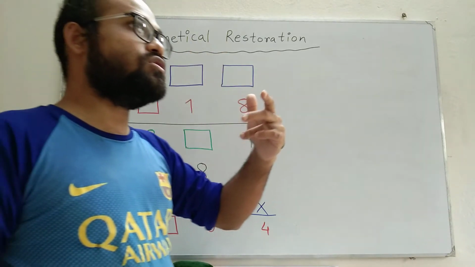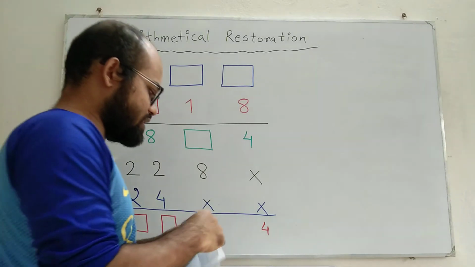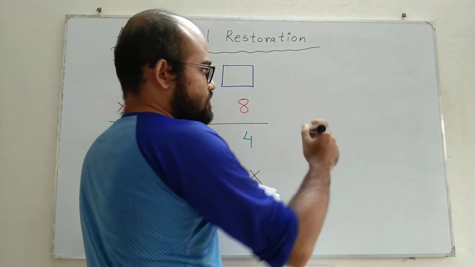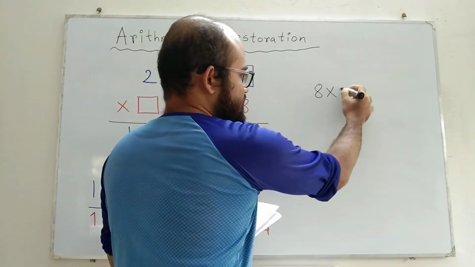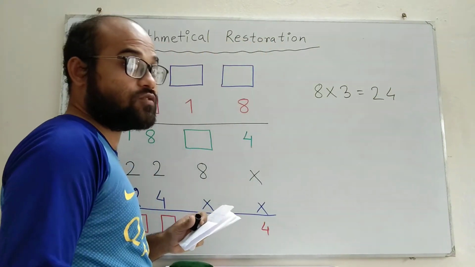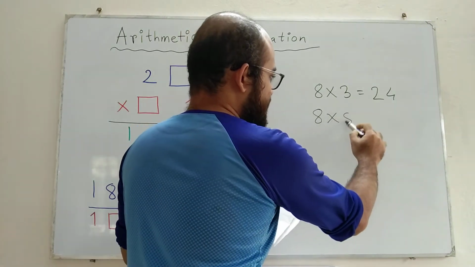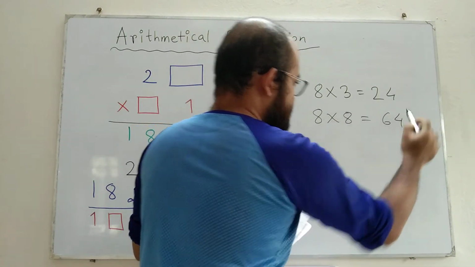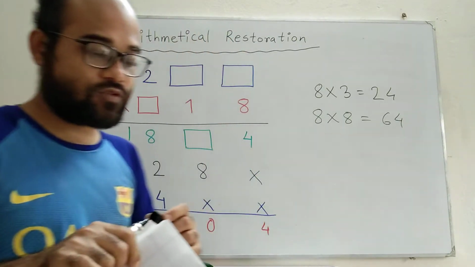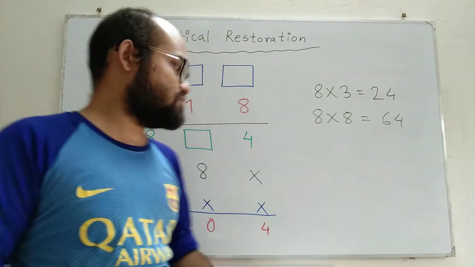Now from the table of 8, which two products have 4 in their unit place? Well, I have two products having 4 in their unit place. What are they? First one is 8 times 3, which gives me 24, and this 24 has 4 in its unit place. Another product is 8 times 8, which is 64, and this number 64 also has 4 in its unit place. So we are in a sort of dilemma, which one we should choose.